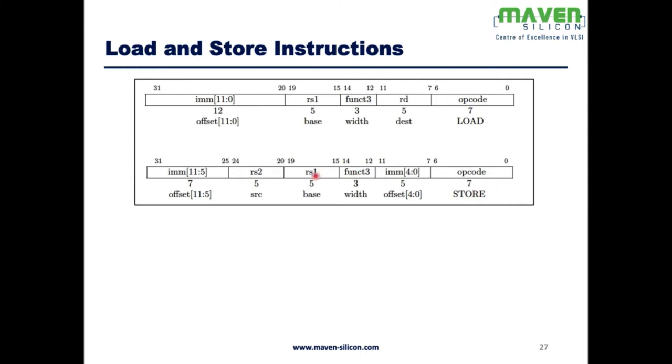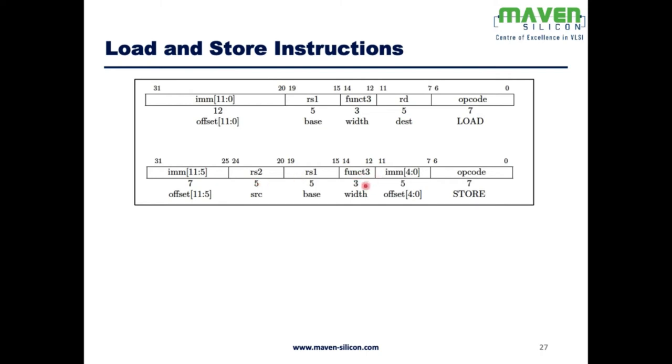The address will be calculated from both RS1 and immediate value. But the difference is it involves RS2. RS2 has got the value. This is the value we are going to write into memory. So we use store basically to write the value into memory, and we need the value. The value is available in RS2.